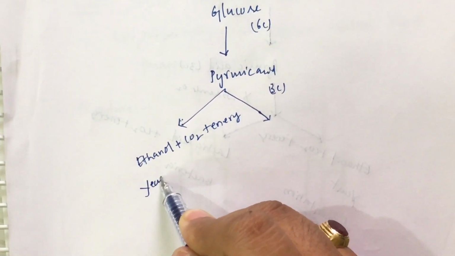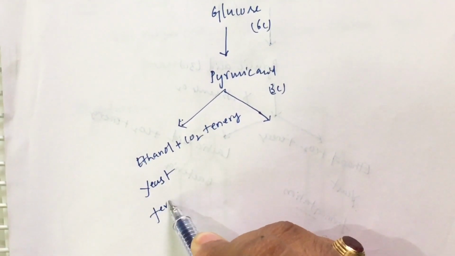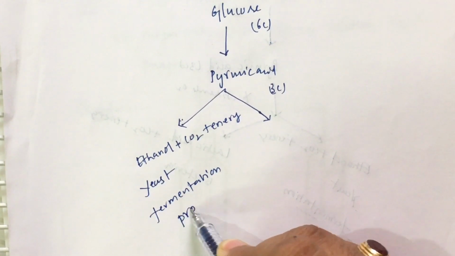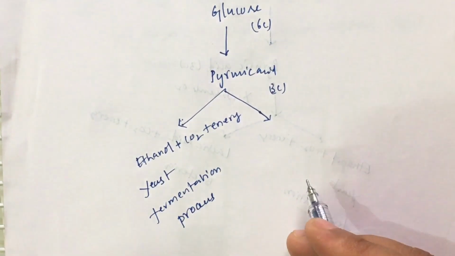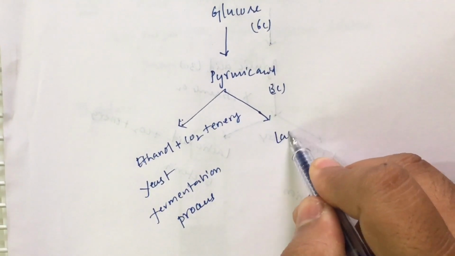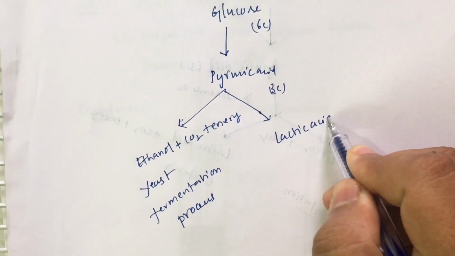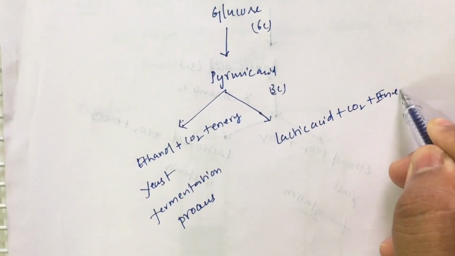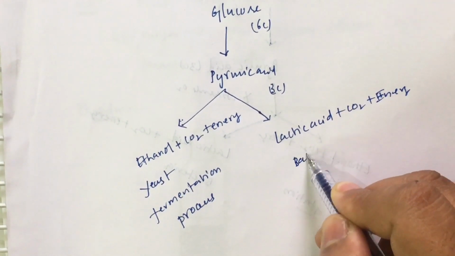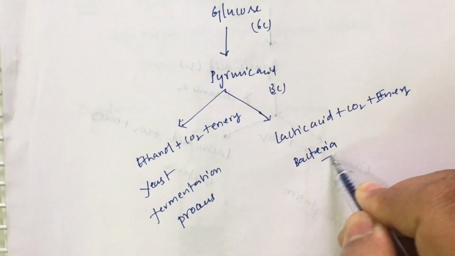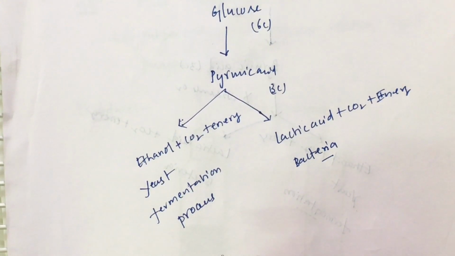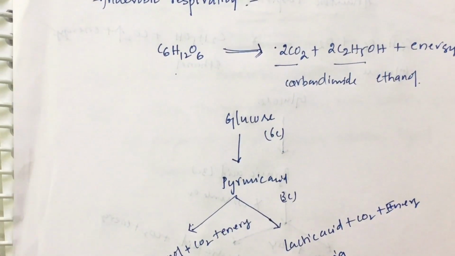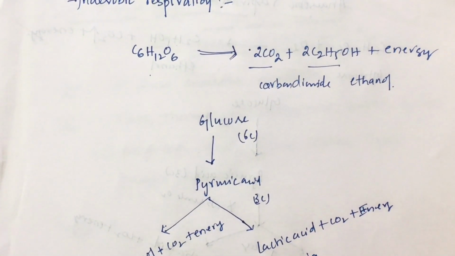So it occurs in yeast. Such a process we call the fermentation process. Hope this process of anaerobic respiration is very clear for you children. And lactic acid is also formed in absence of oxygen. This lactic acid is formed by bacteria and it is also formed in our muscle cells, as we discussed previously about anaerobic respiration. Hope this concept of anaerobic respiration is clear for you all children.